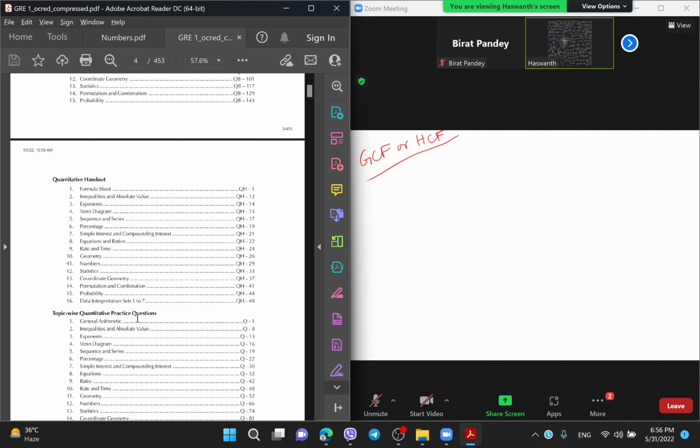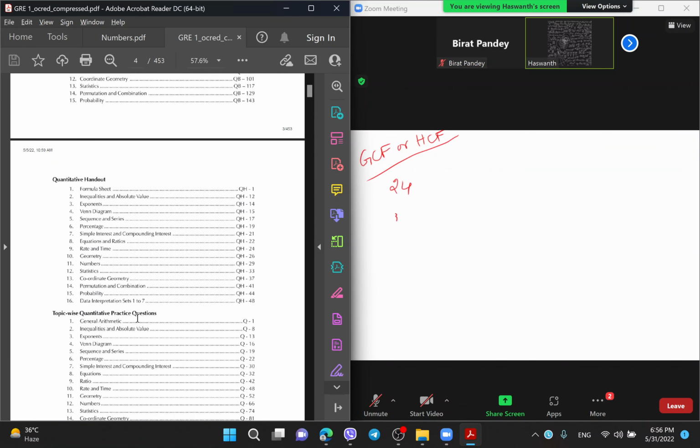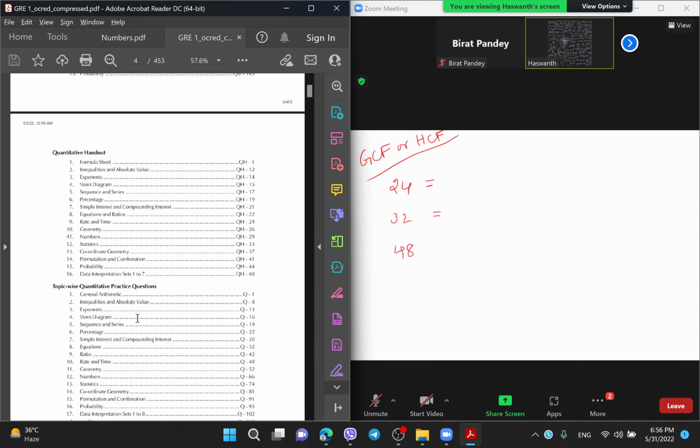Let's say we need to find out what is the greatest common factor of 24, 32, 48. We need to know what is the greatest common factor or highest common factor. Now 24 can be written as 8 threes, 2 cube into 3.